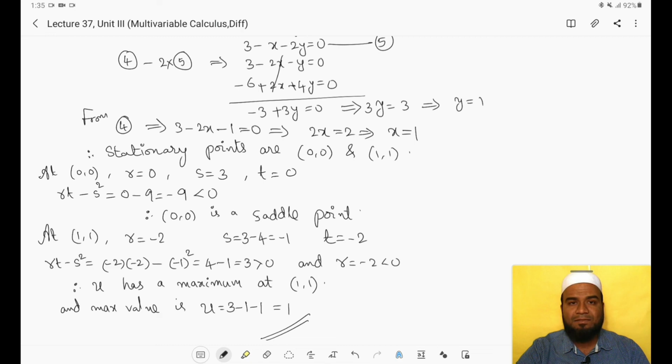In the last class we already discussed the procedure for finding maxima and minima when a function of two variables is given. By following that procedure we can find the maxima and minima for u. So this is the procedure we follow for solving these problems. In the next class we will see one important method called Lagrange's method of undetermined multipliers, which is also used to find the maxima and minima of a given function with a constraint.